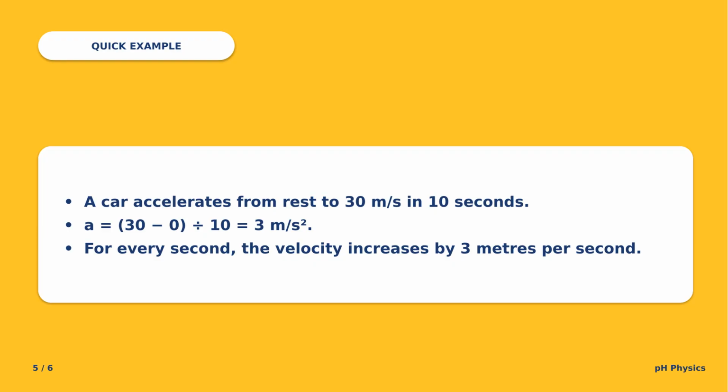Quick example. A car accelerates from rest to 30 meters per second in 10 seconds. So a equals (30 minus 0) divided by 10, which equals 3 meters per second squared. So for every second, the velocity is increasing by 3 meters per second.